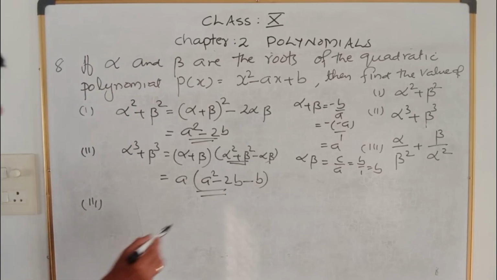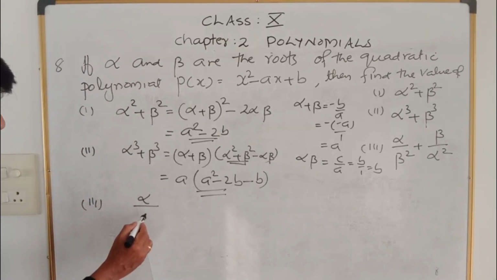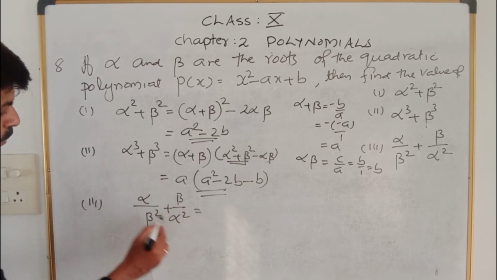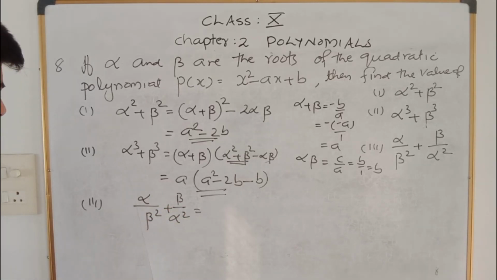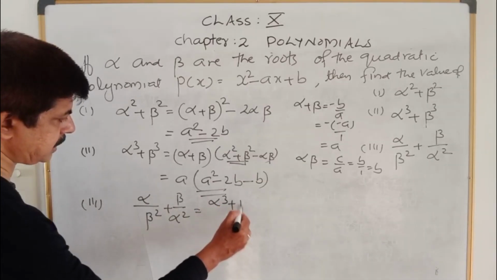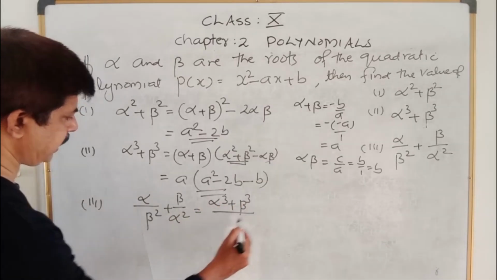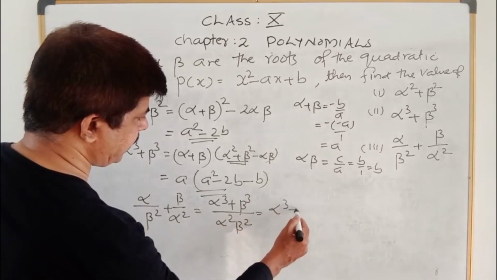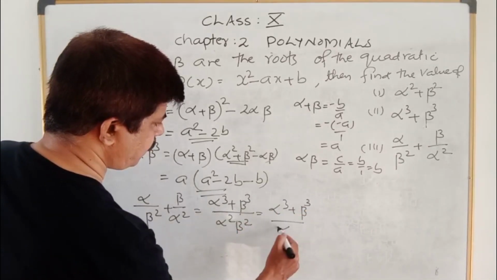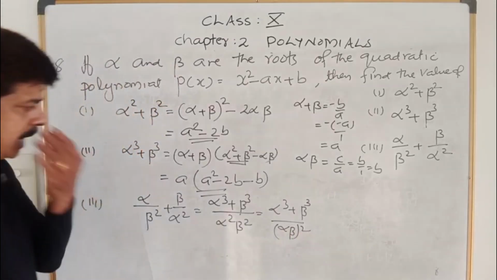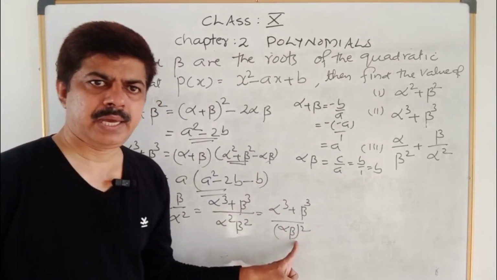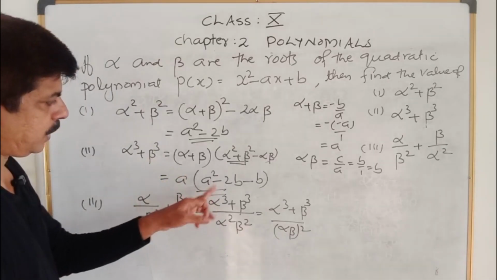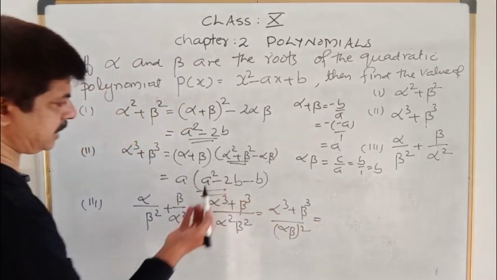Now our third question is alpha by beta square plus beta by alpha square. So we have to do the cross multiplication. Alpha cube plus beta cube by alpha square beta square. Alpha square beta square is actually alpha beta whole square. Alpha cube plus beta cube, we already got the answer. We already found it in the second part.